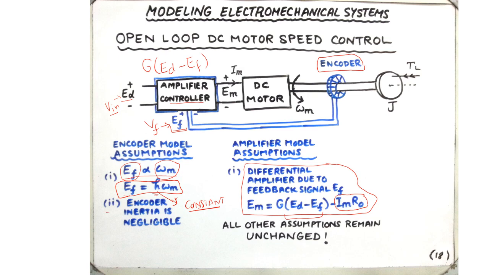Also, the other important assumption is that the encoder inertia is negligible, meaning that the disk over here has negligible mass, negligible inertia, therefore its dynamics are not taken into consideration. And all other assumptions remain unchanged. That is, the assumptions we made about the load and its disturbance torque and the friction effect experienced by the rotor and the displacement variable associated with the DC motor all remain the same.